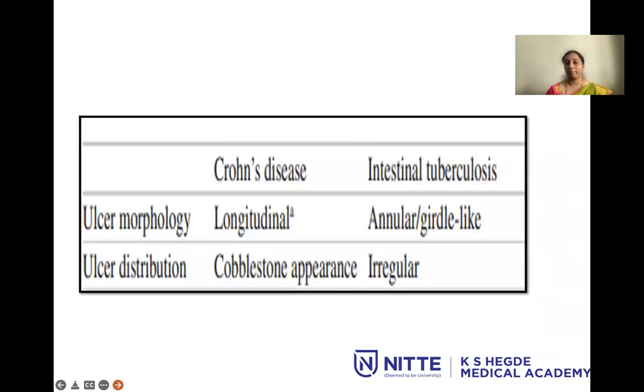So, important differential diagnosis for Crohn's disease is intestinal tuberculosis, because the affected area is also the ileocecal region in both, and also you can see thickening of the bowel in both conditions. So how to differentiate these two entities? Ulcers in Crohn's disease will be longitudinal, and in tuberculosis it will be transverse or annular ulcers. And here you can see skip lesions and also cobblestone appearance, whereas in tuberculosis it will be irregular distribution.